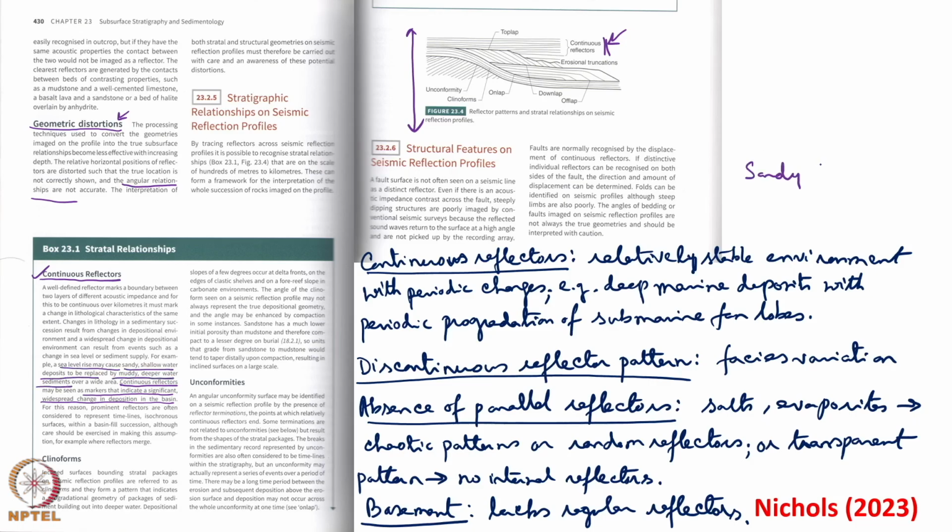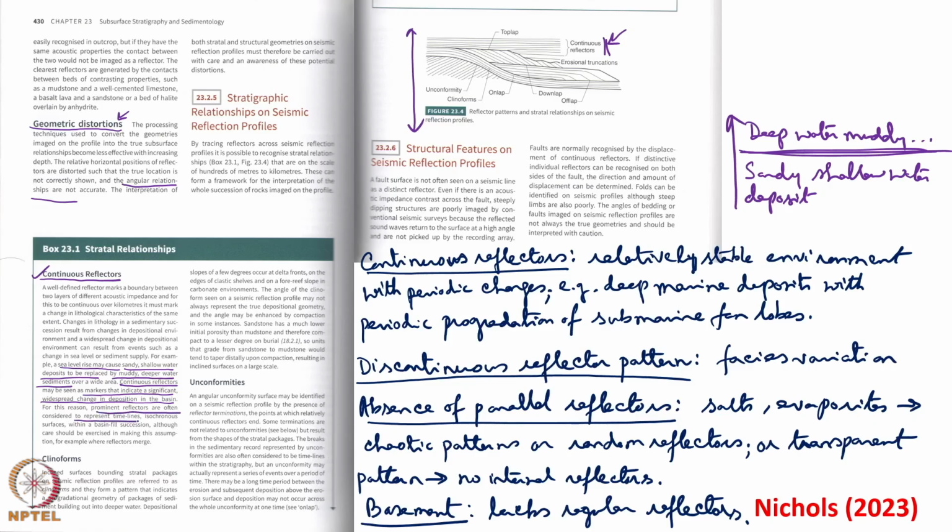Suppose a sandy shallow water deposit is vertically followed by a deep water muddy deposit, then their contact can act as a continuous reflector. Therefore, these prominent reflectors are considered to represent timelines. So, these lines can actually represent a synchronous event over a large extent.